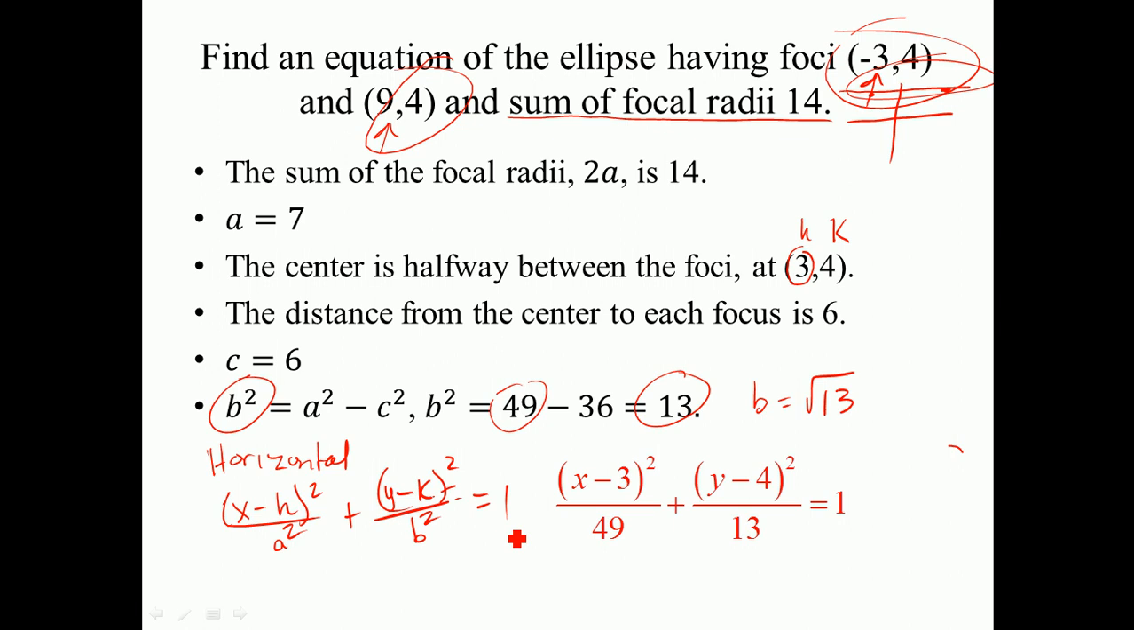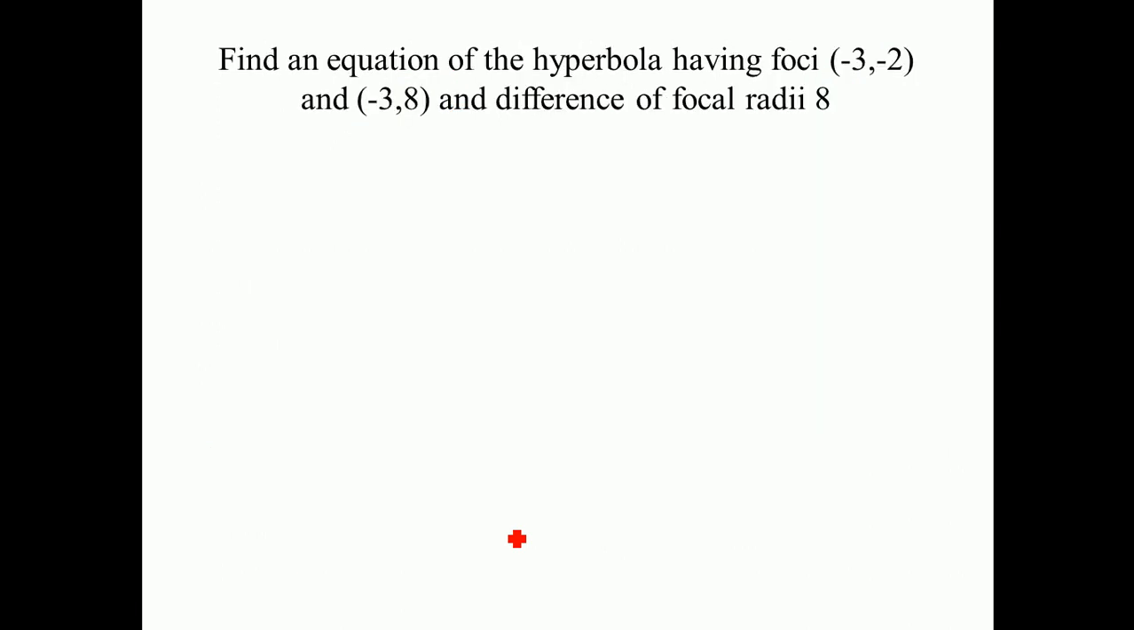So that's how we find that. Let's talk about a hyperbola. If a hyperbola has foci at (-3, -2) and (-3, 8), and the difference of the focal radii is 8. Now remember, things don't really change here. The difference is still represented by 2a. So with that, we know that a is equal to 4, since the difference in focal radii is 8.